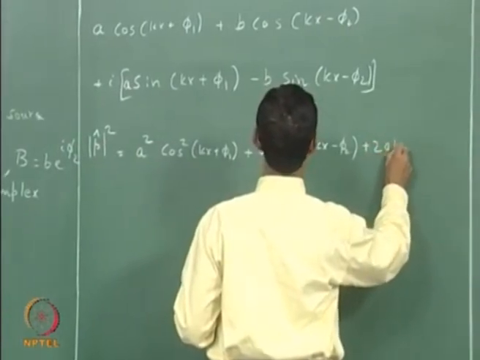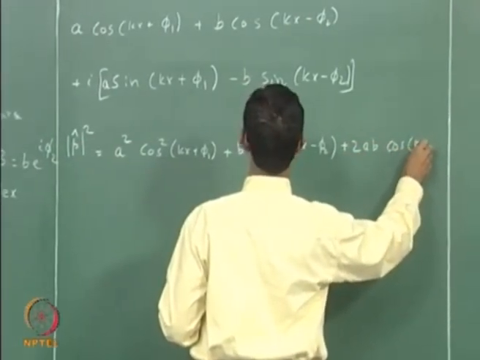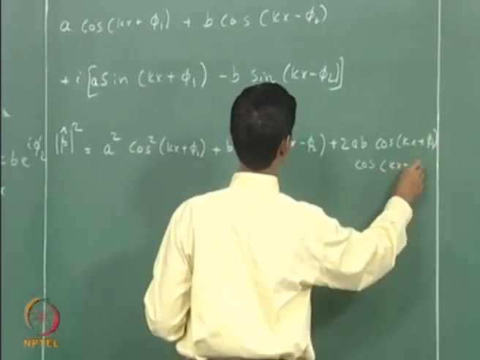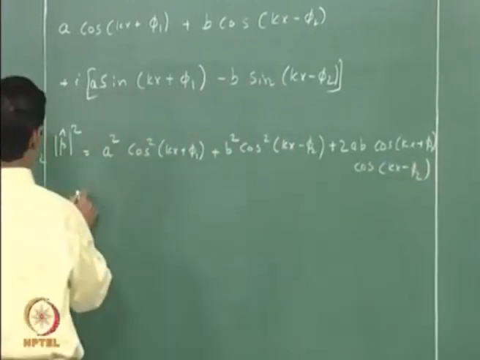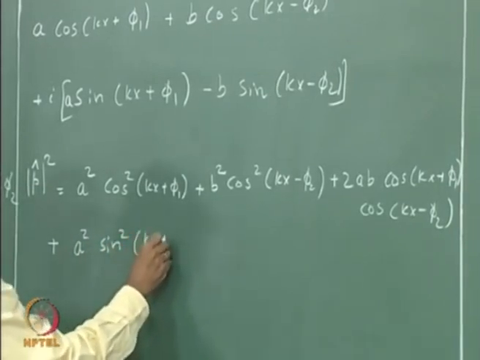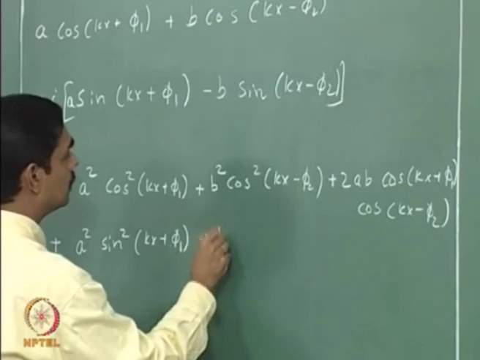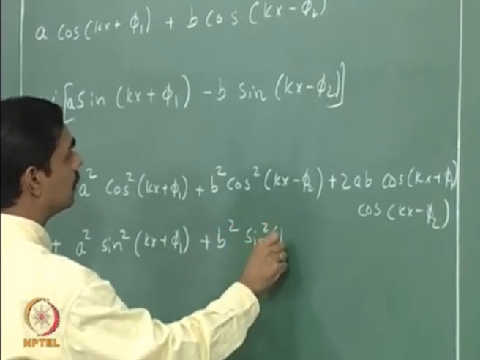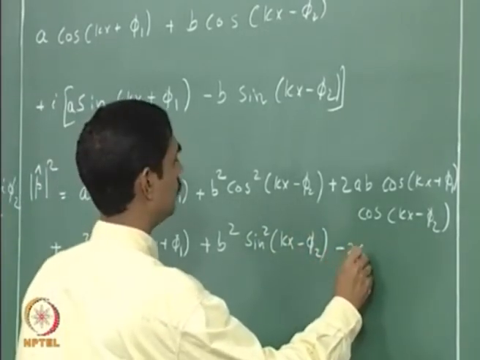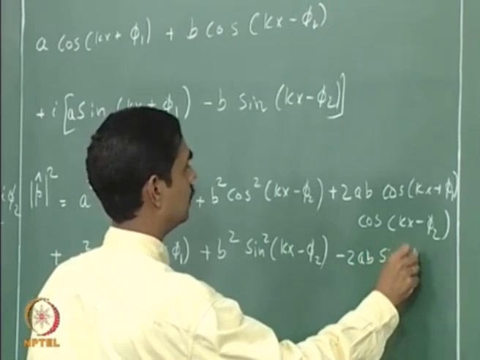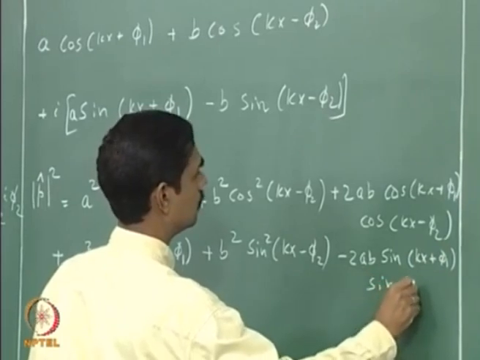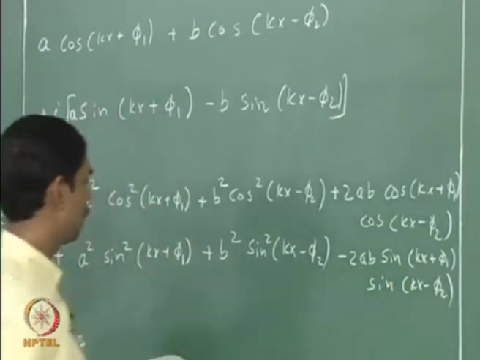plus 2AB cos(kx plus phi 1) multiplied by cos(kx minus phi 2), plus the other set of terms: A squared sin squared (kx plus phi 1) plus B squared sin squared (kx minus phi 2) minus 2AB sin(kx plus phi 1) sin(kx minus phi 2).